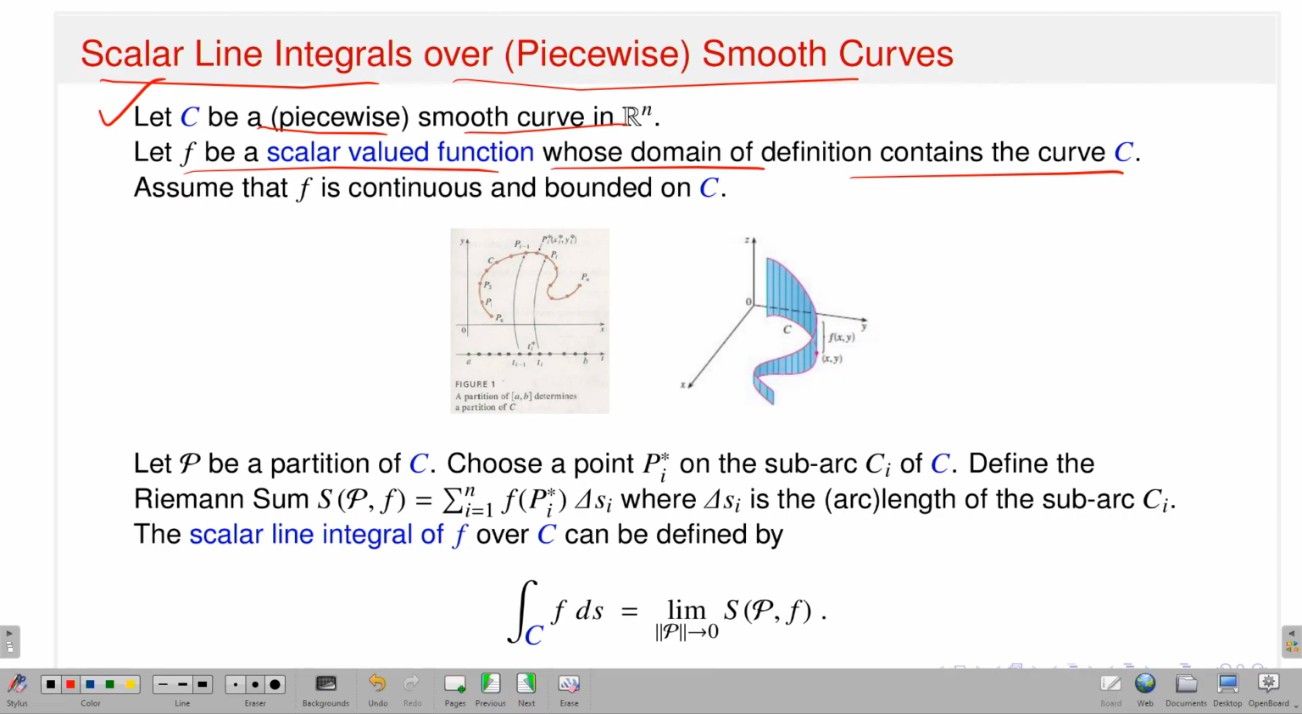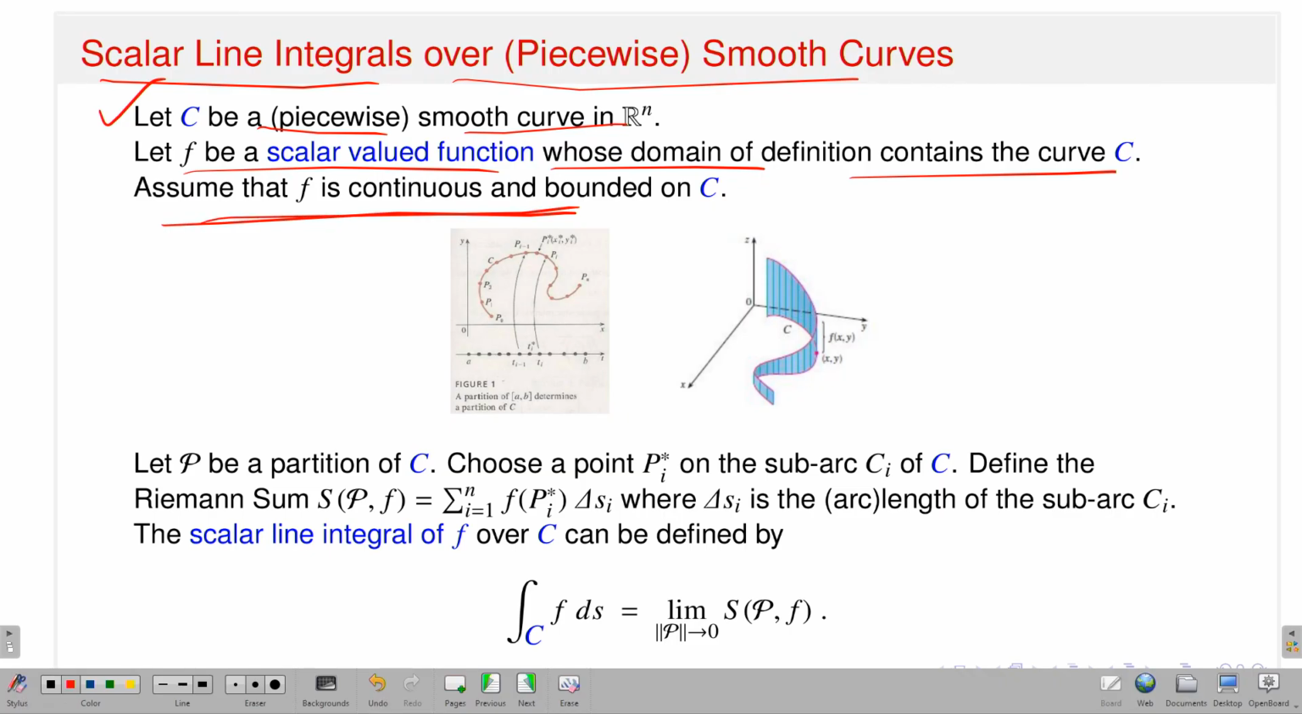So, I think it is all right. Start with a curve C in Rn. Start with a scalar valued function, taking values in R, and its domain contains my curve C. Along with that, I am assuming something extra, that f is continuous and bounded on C. Once I have the function continuous and bounded, I will make a Riemann sum and I want to talk about the Riemann integral. That is the plan.